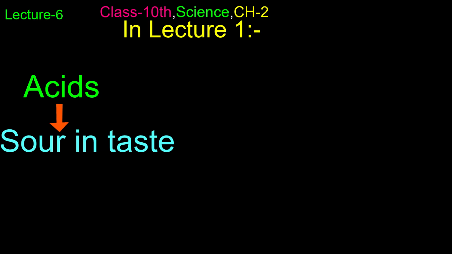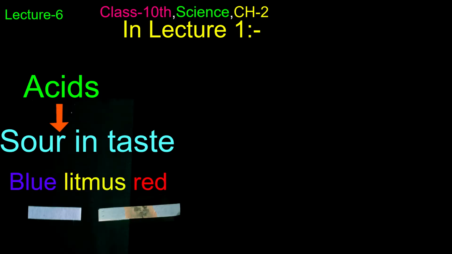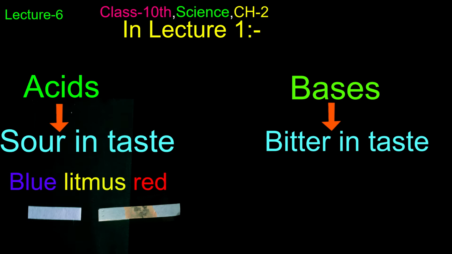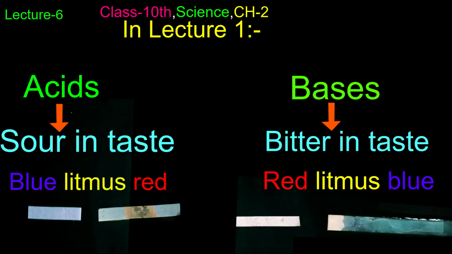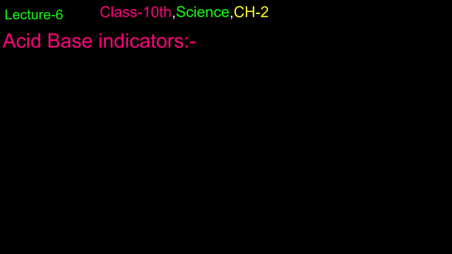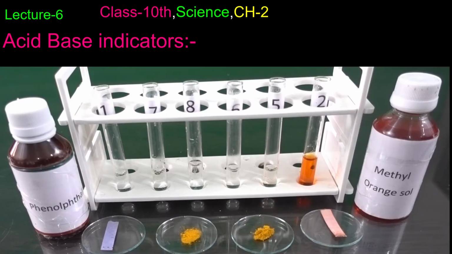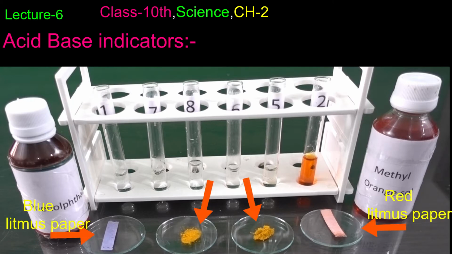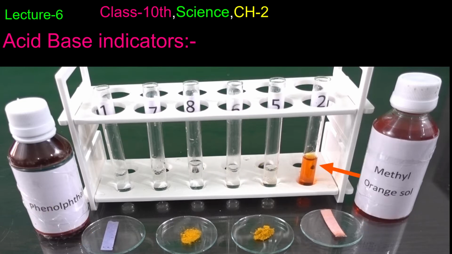In the first lecture, you learned that acids are sour in taste and turn blue litmus red, and bases are bitter in taste and turn red litmus blue. Acid-base indicators are the materials that change their color on change in medium from acid to basic or vice versa. Litmus paper, turmeric and some flower petals are examples of natural indicators. Methyl orange and phenolphthalein are synthetic acid-base indicators. These are used in the laboratory in acid-base titrations.